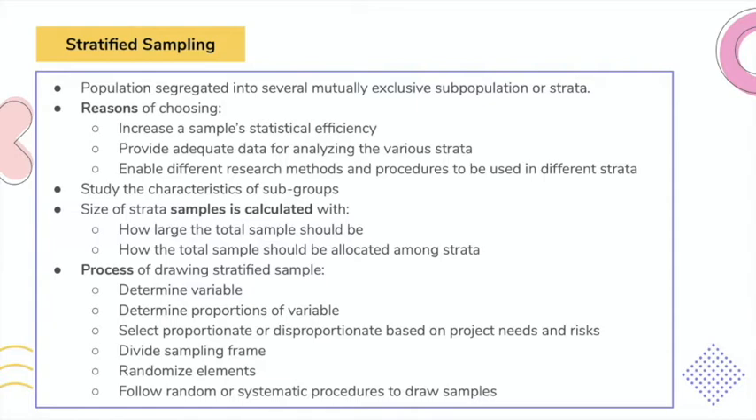So stratified sampling is the study of the characteristics of the subgroups. And the size of strata samples is calculated with how large the total sample will be and how the total sample should be allocated among strata.